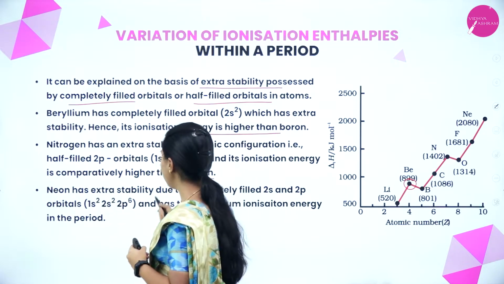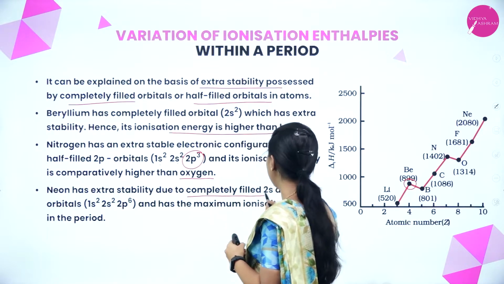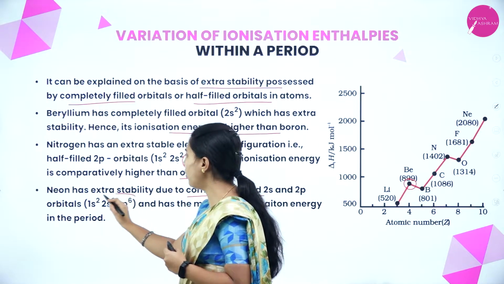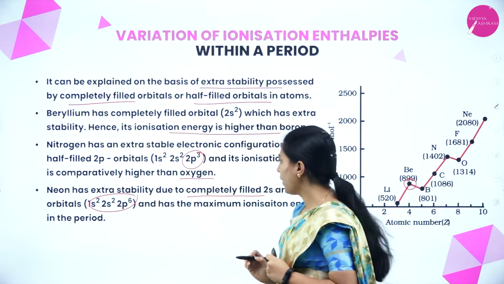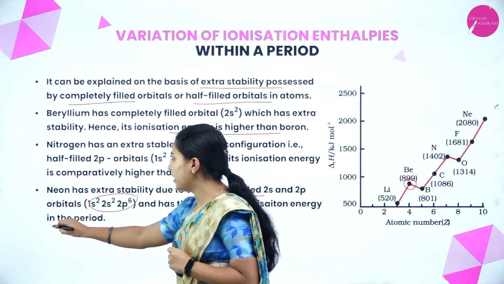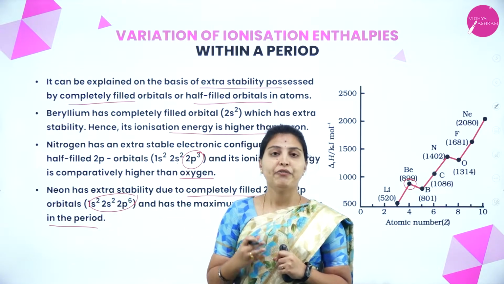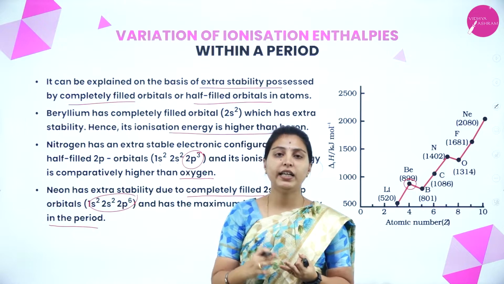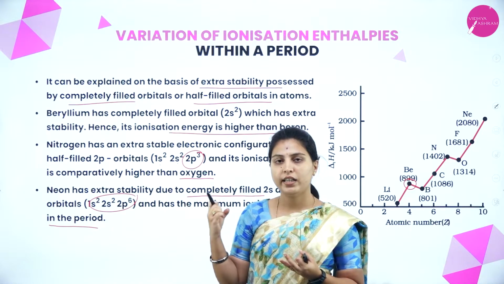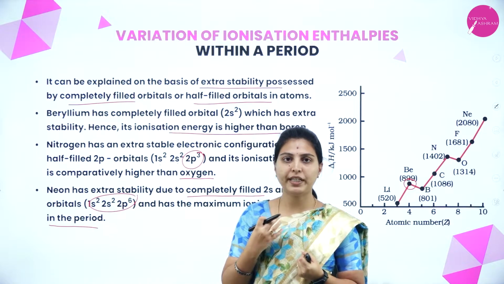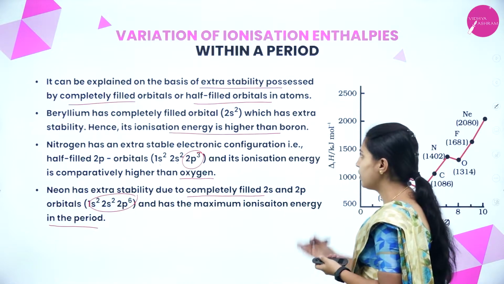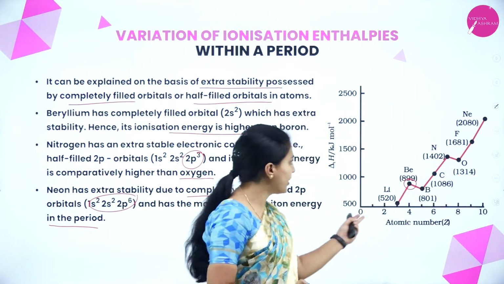Same thing, neon has extra stability due to completely filled 2s and 2p orbitals. See here, 1s2, 2s2, 2p6. All the orbitals have been filled, so it has the maximum ionization enthalpy in the period. Okay, when it is completely filled or half filled, there is a need of extra energy to remove the outermost electron, and it cannot be easily removed. That is what we have explained by using this graph.